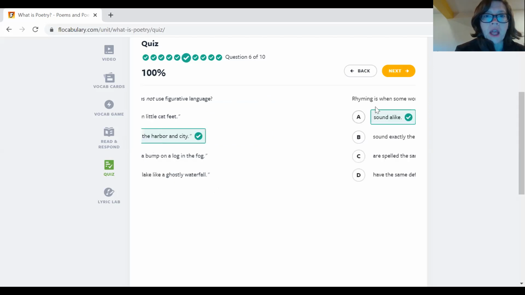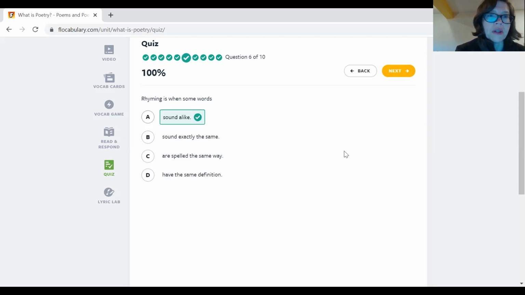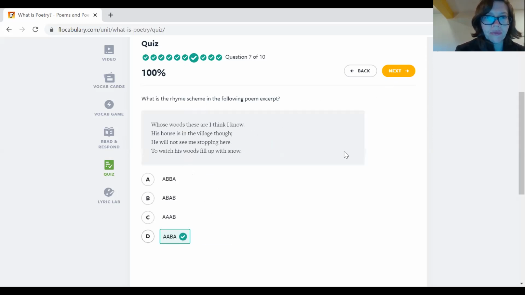All right, question 6. Rhyming is when some words sound alike. Remember, they don't have to be spelled the same. They just sound alike. Question 7. What is the rhyme scheme in the following poem excerpt? So it was D, A, A, B, A, because know, though, and snow all rhyme. So that's where the A comes from. And then the B here doesn't rhyme with any of those.